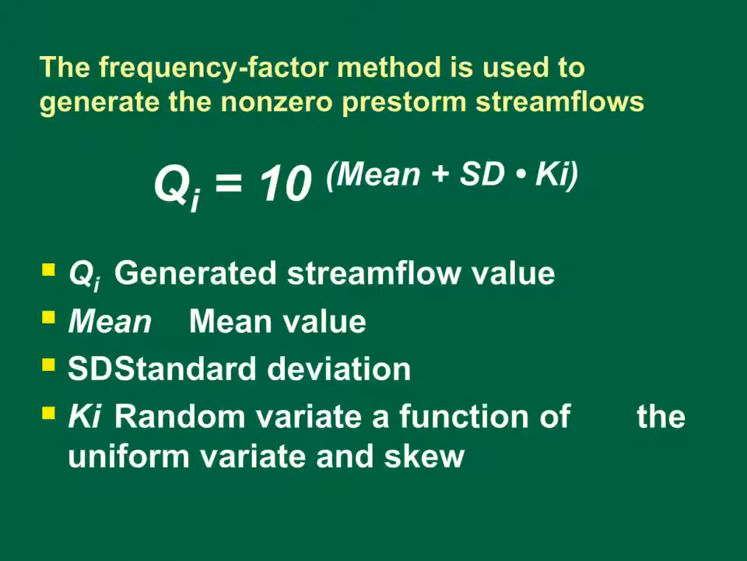The frequency factor method is used to generate the non-zero pre-storm streamflows by using the mean, standard deviation, and skew of the logarithms of non-zero mean daily flow data. The skew of the logarithms of the streamflow data defines the relation between the probability of occurrence and the frequency factor. If the skew is equal to 0, the random variates have a normal distribution, and the streamflows would be log-normally distributed. Non-zero skew values result in variates with a Pearson type 3 distribution, and streamflows with a log Pearson type 3 distribution.